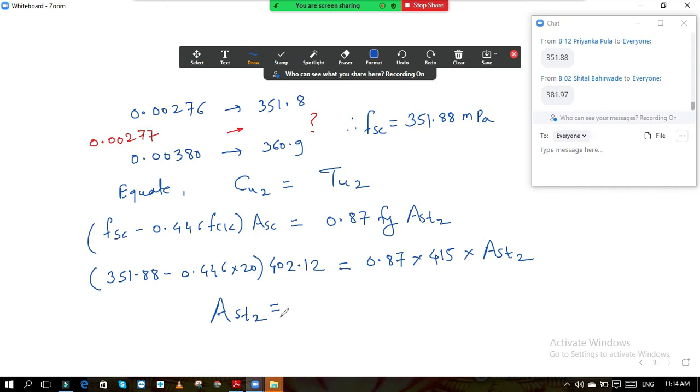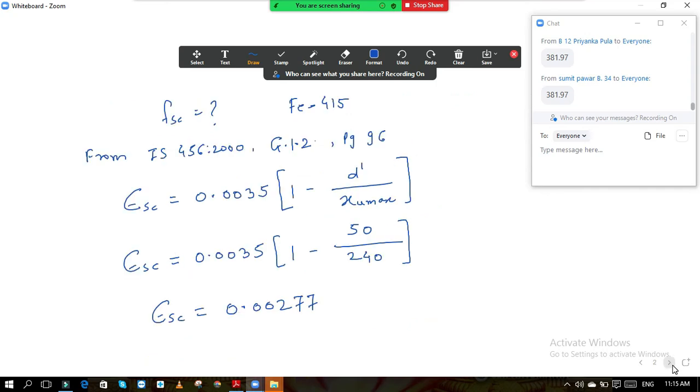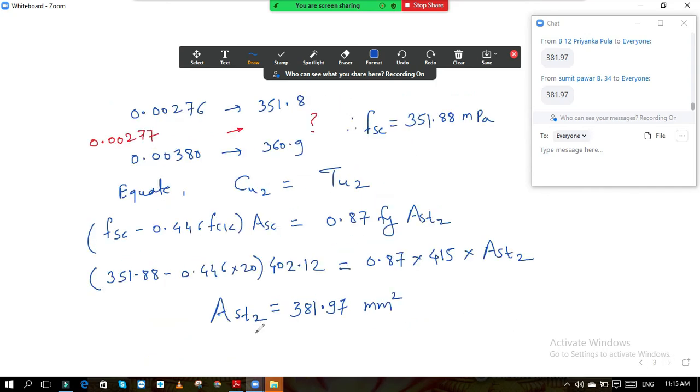381.97. Okay, please cross verify the answers so that our problem is correct. Okay, 381.97 correct. So 381.97 mm square. This is the value of AST2. But we know the total value of AST, 1256.63, so we can calculate the value of AST1.